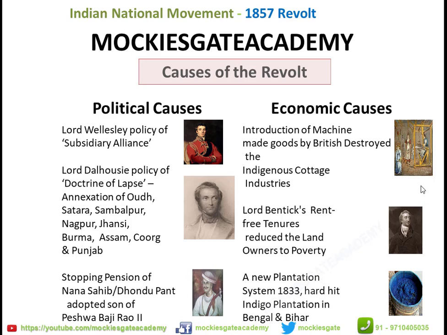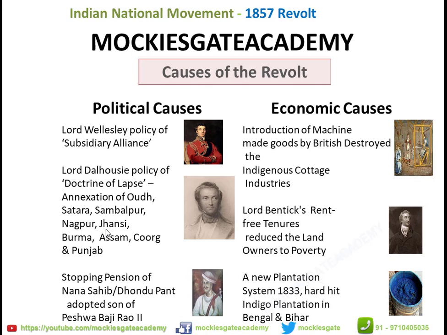Now let us see the causes of the revolt, which are categorized into different categories. First, the political causes. Lord Wellesley's policy of subsidiary alliance caused discontent among many rulers of India. Then Lord Dalhousie came up with the doctrine of lapse, through which Oudh, Satara, Sambalpur, Jaipur, Jhansi, Burma, Assam, Coorg and Punjab were annexed into the British Empire.